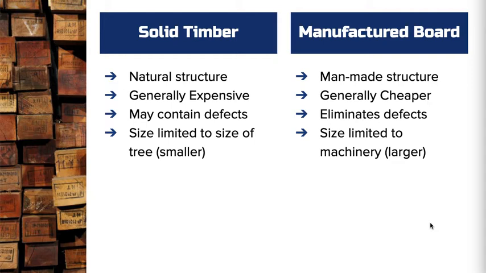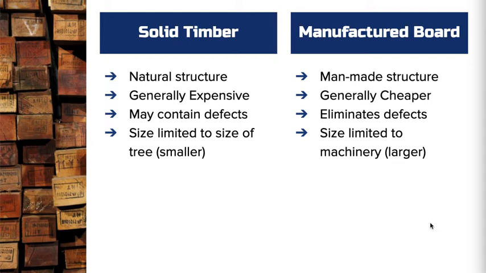Okay. Manufactured boards, however, these are man-made structures. So they're made of bits of real tree, bits of solid wood. Maybe it's made of chips or sawdust or whatever it might be. They're generally cheaper because they use leftover bits of pieces, or they might use recycled bits of pieces. Usually they're able to eliminate defects. So in a manufactured board, very rarely would you have a knot. And if you do have a knot, then the knot usually doesn't impact on the strength of the product. And the size is really only limited to the size of the machine that is being used to produce the manufactured board.